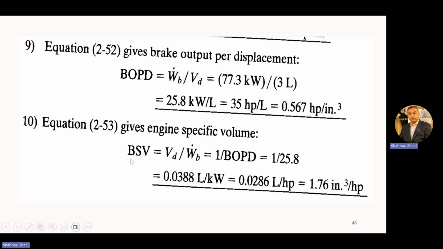Now brake specific engine volume is the total volume divided by brake power, or 1 over brake output per displacement. So this comes out to be 0.0388 liters per kilowatt. So in this way, we can find different operating characteristics of an engine.